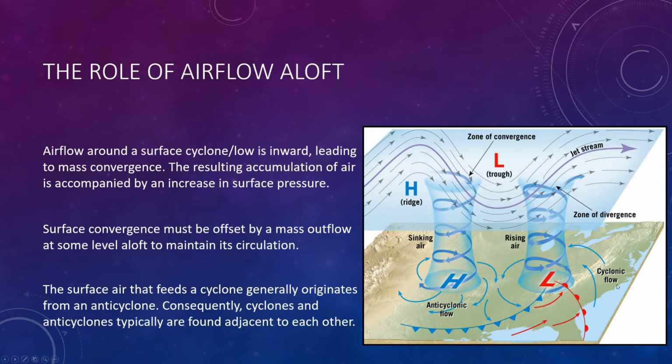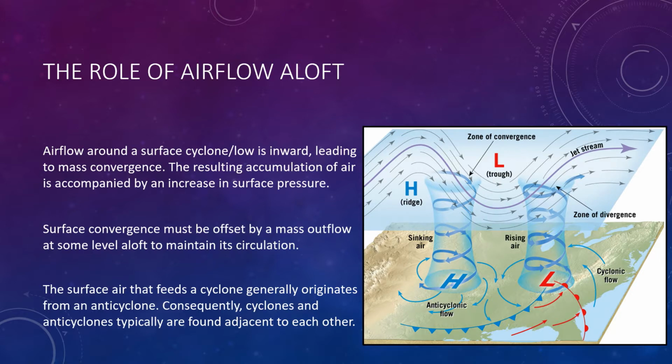I think I slaughtered some of the words there, but the idea is as air converges inward here, it has to go somewhere. But for it to be maintained and for this to keep going on, it has to diverge at the top. So wind swirls in at the bottom and then gets kind of spit out and ejected at the top. And the opposite is true for high pressures, or anticyclones.